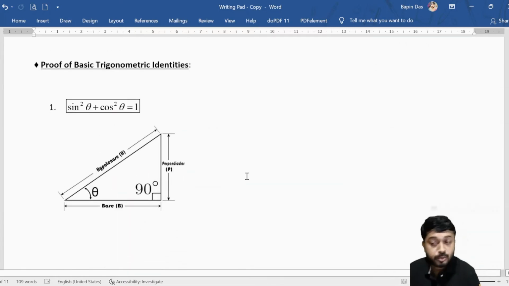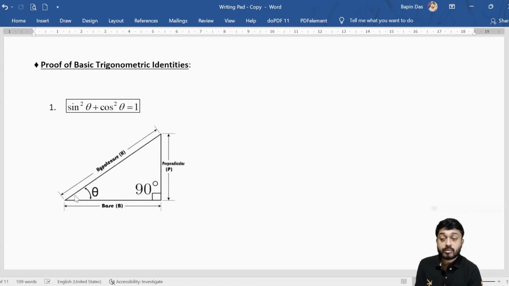Now I've come to the proof of the first trigonometric identity. What is that? Sine square theta plus cos square theta equal to 1. That's a very basic trigonometric identity which will come to use in solving many trigonometric identities and problems, right? So let us have a look at what this says. I'm starting from the LHS, that is left hand side: sine square theta plus cos square theta.